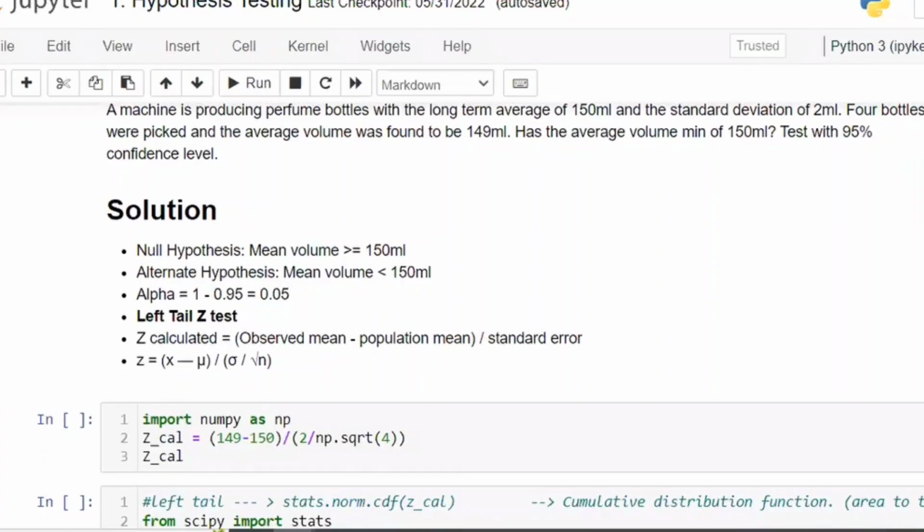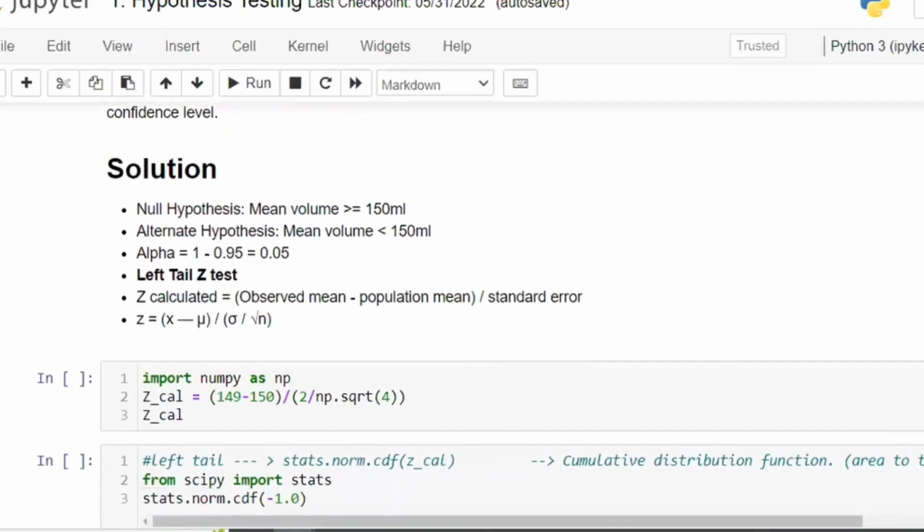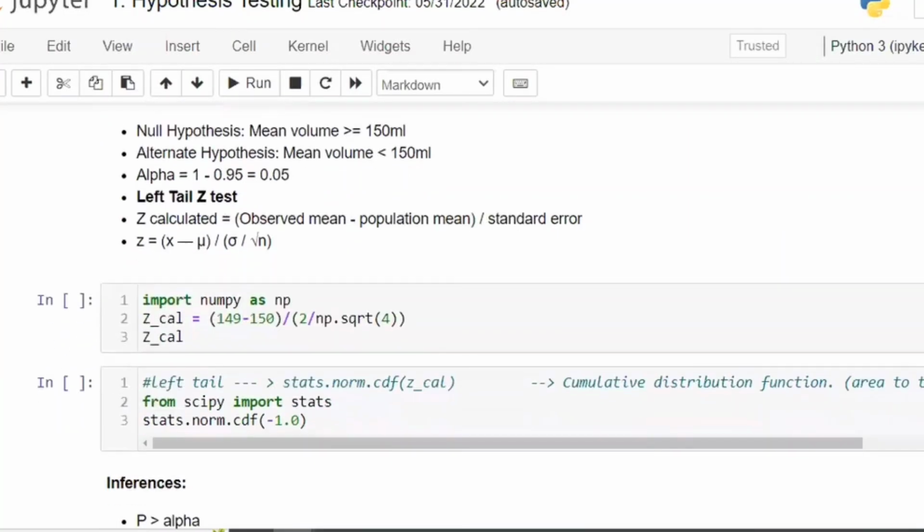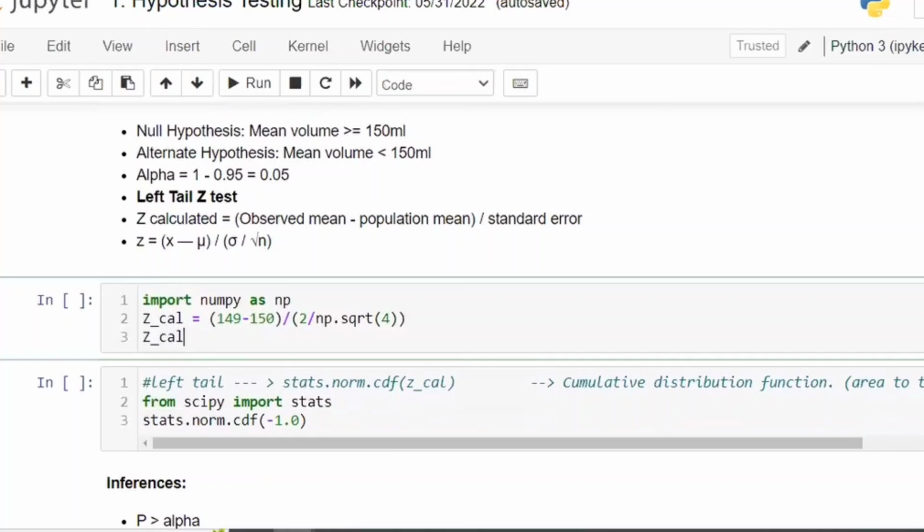And now, whether you have to apply a Z test or T test? Z test only, because the standard deviation was given. The population standard deviation was given as 2 ml. Now you are going to apply the same concept and calculate the test statistic.